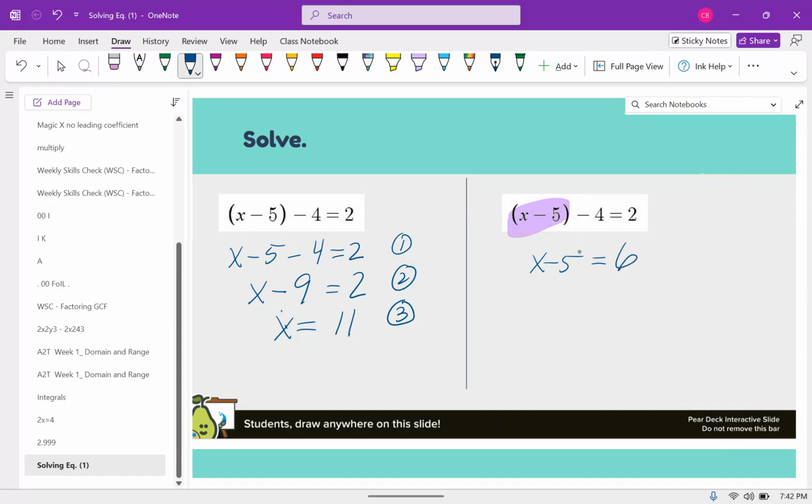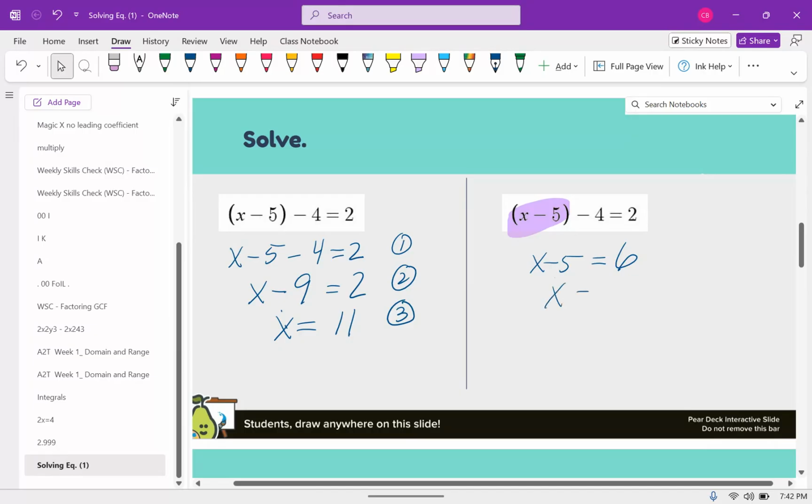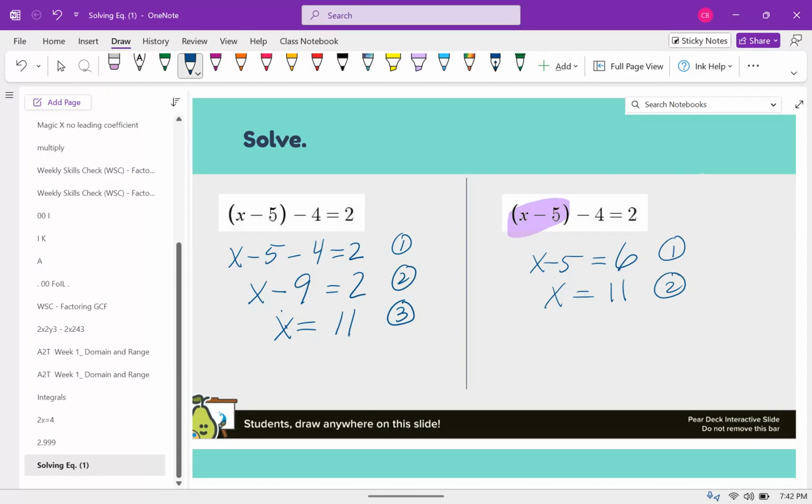And now I'm going to isolate the x, now that I've isolated what was in parentheses. I'm going to take the 5 and add it to the other side. So I'd have 6 plus 5 equals 11. And notice I was able to do that in 2 steps. So I want you to kind of start looking at it in a different way. Okay? The rest of this video is going to be what I recorded in class.